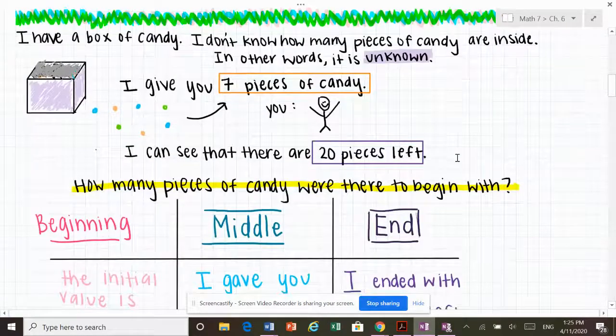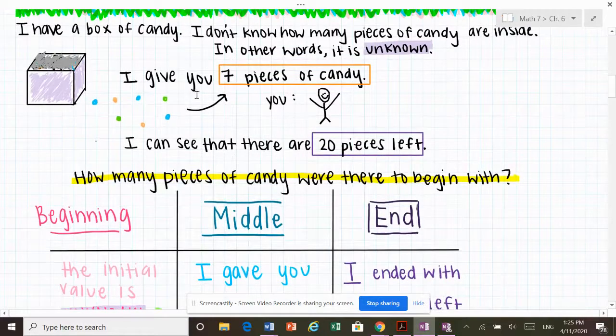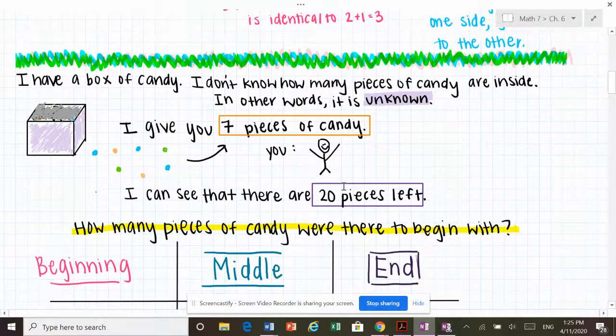So, I have a second scenario here that says I have a box of candy. I don't know how many pieces of candy are inside. In other words, the value is unknown. So let's say I give you 7 pieces of candy. Now when I look in the box, I can see that there's 20 pieces left. How many pieces of candy were there to begin with? So this problem might seem very elementary, like very first grade, kindergarten level, but we are going to turn this simple problem into an equation.